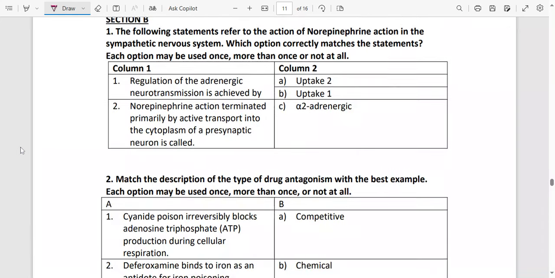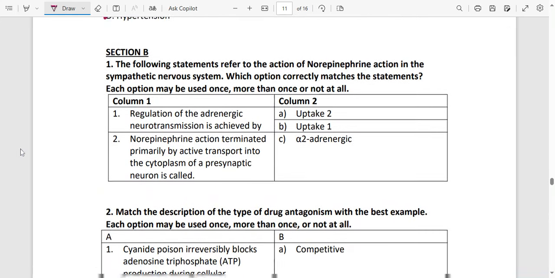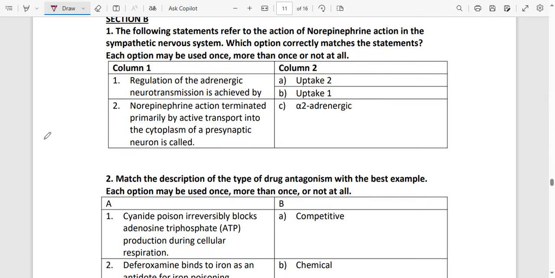So the faster we answer, because there are few questions, the quicker. The following statement refers to the action of norepinephrine in the sympathetic nervous system. Which option correctly matches the statement?